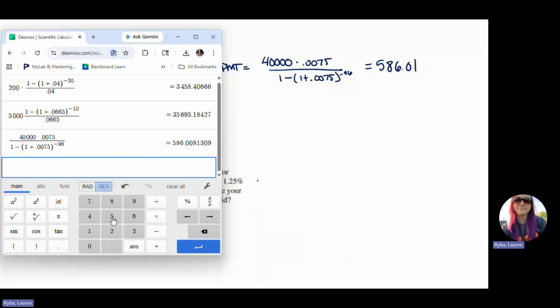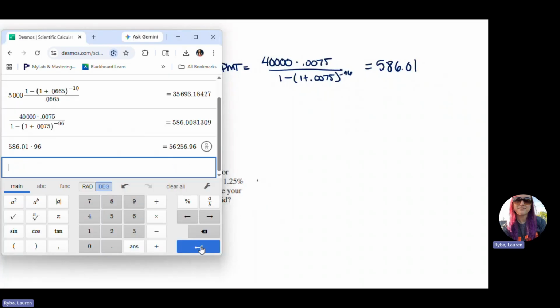Now, we made that payment, so 586.01, we made that 96 times. So the loan that we took out for $40,000, by the time we're done paying it back, we've actually paid $56,256.96. So because of interest, you end up paying an additional $16,256.96.